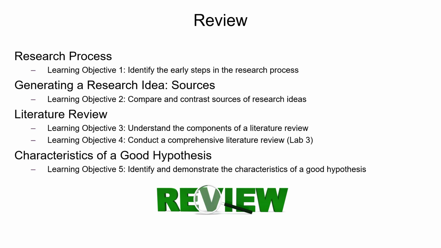So, in review, we looked at this. As I said, it was relatively short. Learning objective 1 is to identify the early steps in the research project. Learning objective 2 is to compare and contrast sources of research ideas. Learning objective 3 is to understand the components of a literature review. Learning objective 4 is to conduct a comprehensive literature review, which you will do in lab 3. And learning objective 5 is to identify and demonstrate the characteristics of a good hypothesis, which I believe you're doing in lab 5, somewhere in there. Maybe it's 6, but I think it's 5.